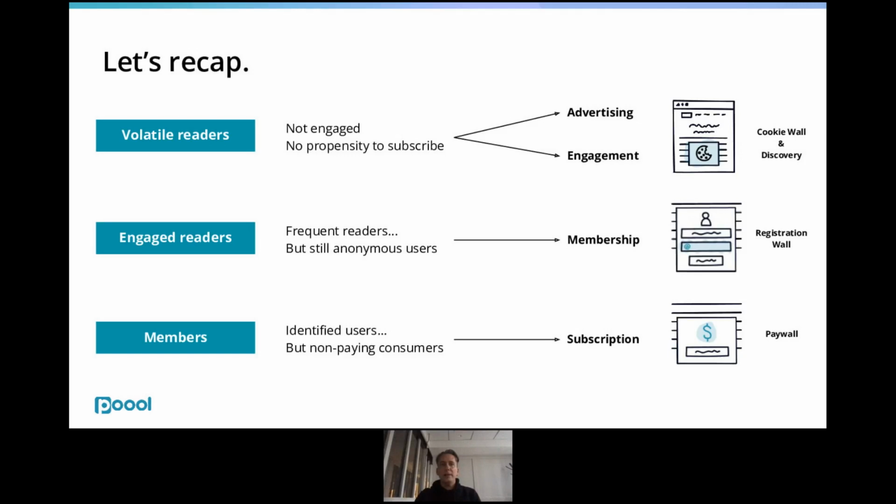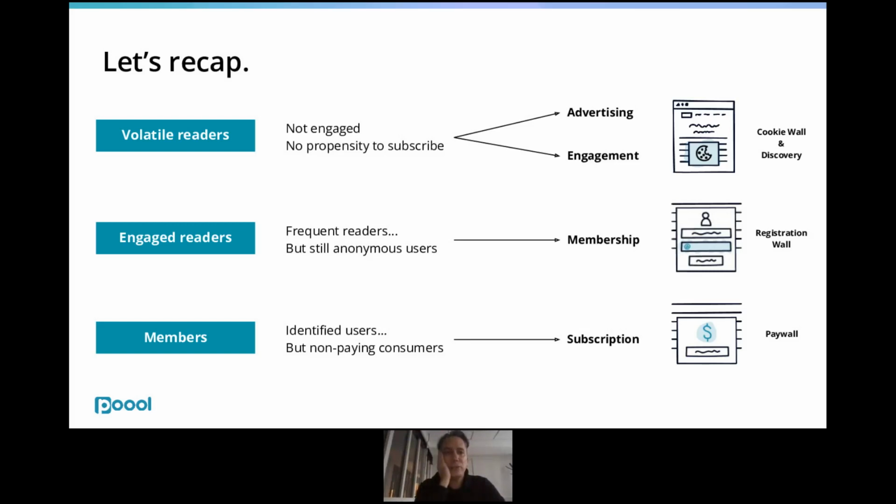So let's recap what you need to do to really maximize your average revenue per user. If you look at the volatile readers, the biggest part of your audience, they are not engaged, they don't really have a high propensity to subscribe. These are the eyeballs you need to monetize with advertising. And for this, you need to maximize content. But also you need to do all you can to better engage them so that they become occasional, regulars and fans. Let them discover your content. Let them browse.